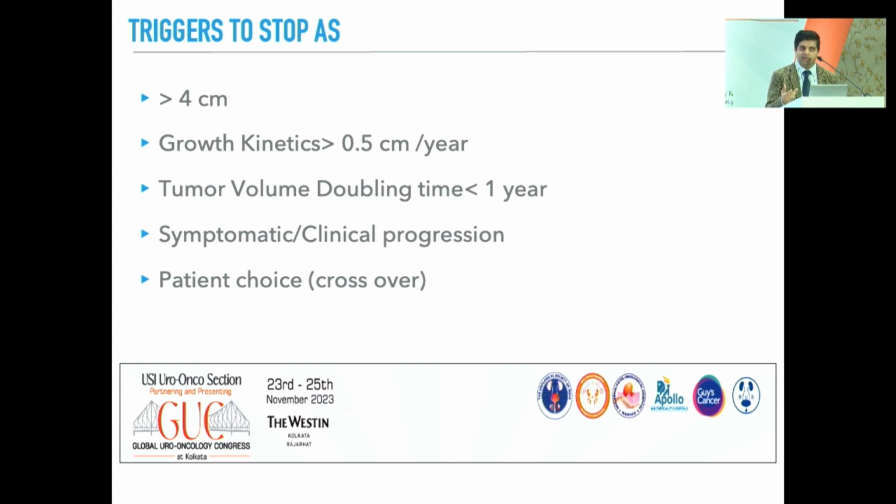The patient is anxious about his malignancy and he wants to go ahead, because even if it's a 70-year-old otherwise healthy man and you've done a renal mass biopsy, for example, and told him that he has a low-grade RCC, still that keeps playing on his mind. So he may choose to cross over to intervention.